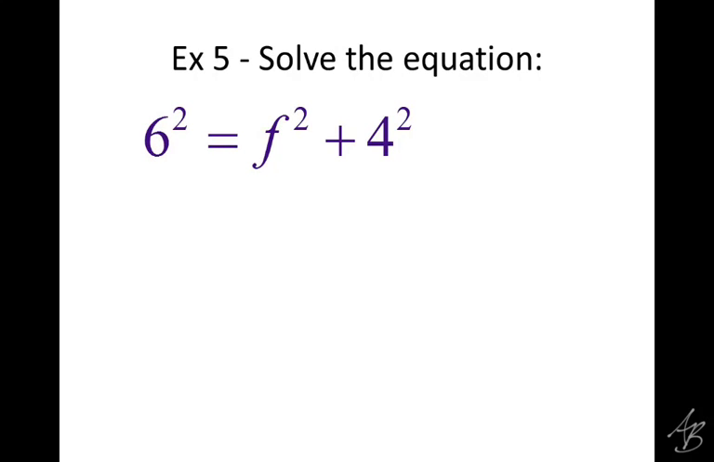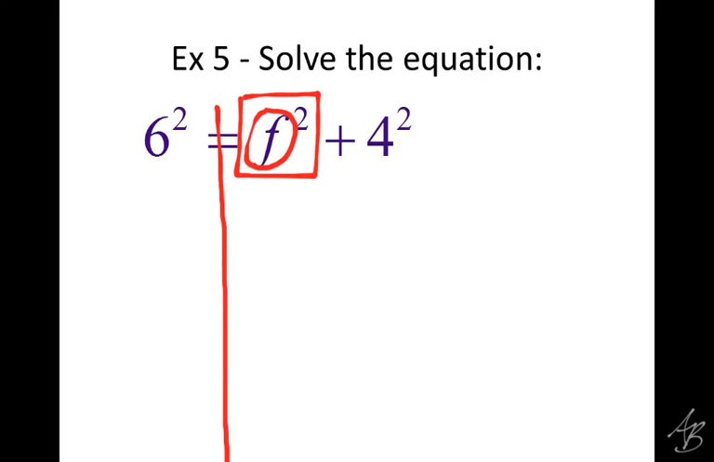Again, we're going to start this one just like we always do. We're going to circle our variable because we want to get that f by itself. We're going to draw our line through the equal sign. And then also, since we have squares here, we want to put a box around that square because the first thing I do is get that square by itself.